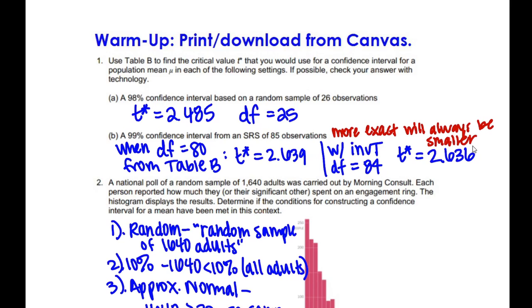Using the larger t star is called more conservative, using the smaller sample with the larger t star, because it gives you a larger margin of error. And if you're estimating, you would rather have a wider margin of error to be more likely to be correct. Okay, now a couple things though.